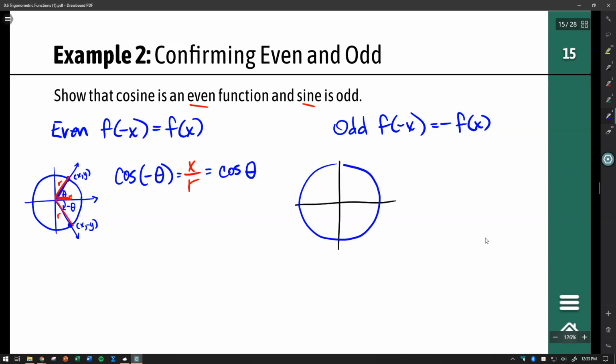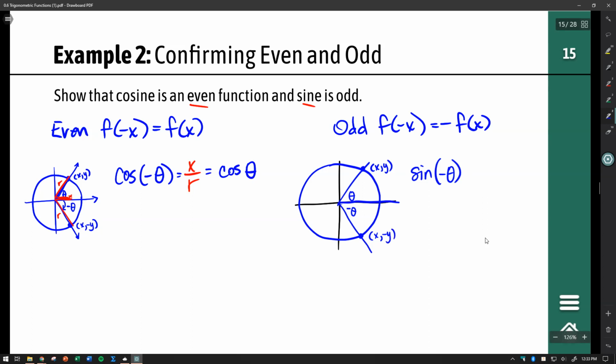Here is our circle. And here is going to be our angle. We're going to call it theta. It hits at x comma y. And we're going to plug in. So we start by plugging in negative theta. So that's going to come down here. This is going to be negative theta. It is going to intersect at the point x comma negative y, just like the previous circle.